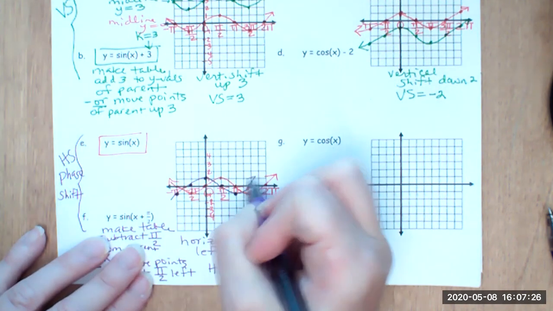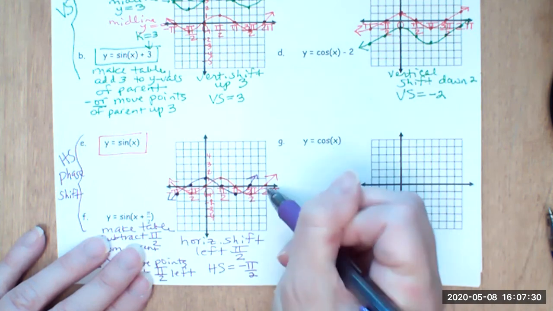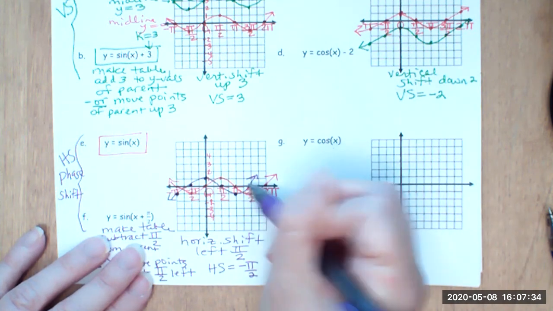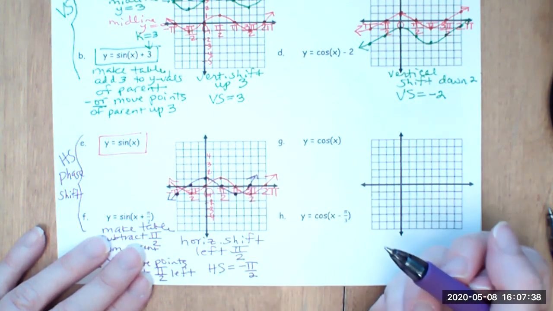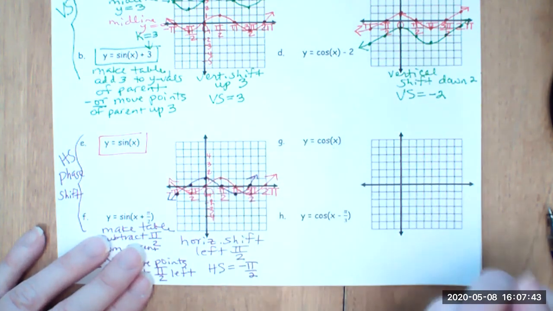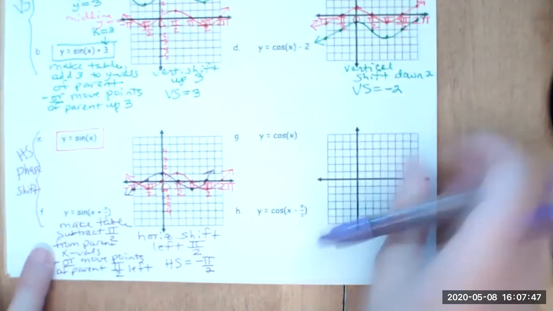And so when I draw this graph, you can see very easily, if you compare the red graph to the purple graph, it has been shifted pi over 2 units to the left. So it's a phase shift. They're basically out of phase with one another. So let's do the same thing for cosine.